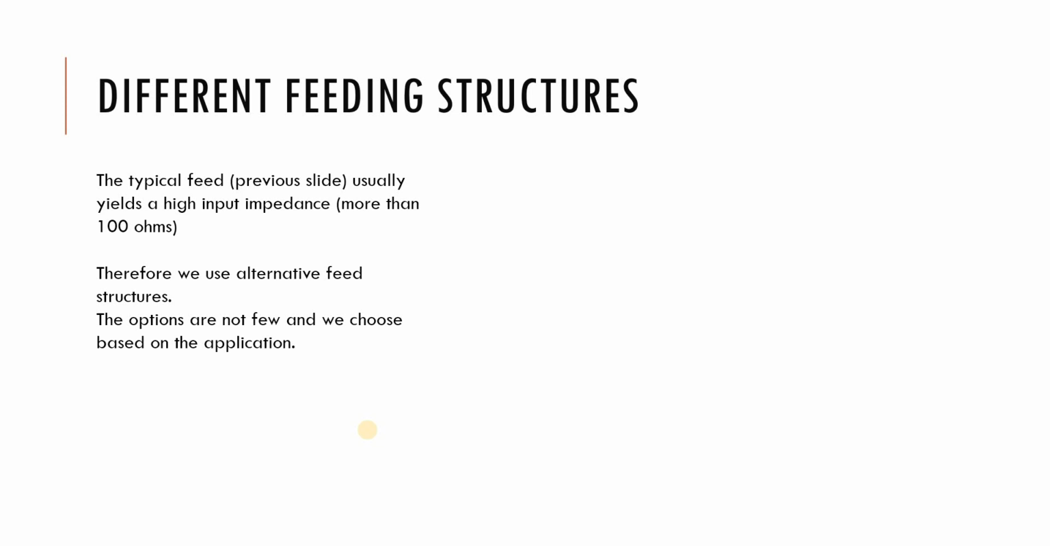There are different feeding structures in a microstrip patch antenna. Usually the input impedance of the patch antenna is around 300 ohms, so you need some transformation to transform the 300 or 200 ohms to 50 ohms to match with your coaxial line or your feeding network. So there are some feeding network structures, and there are some options here you can choose based on your applications.